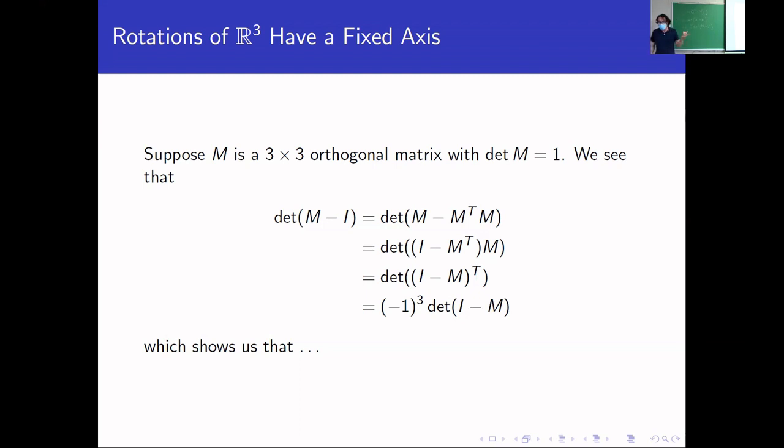So putting that stuff together, we can show that in R3, if you're dealing with a rotation, there has to be a fixed axis, even if it's one rotation followed up by another rotation.